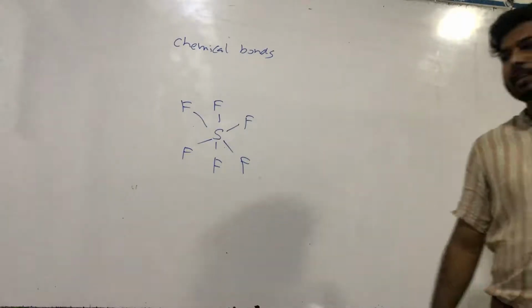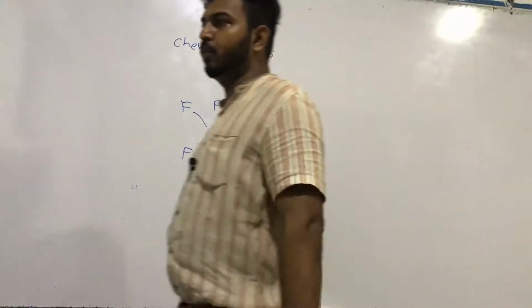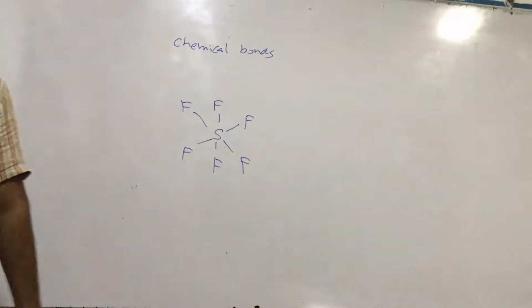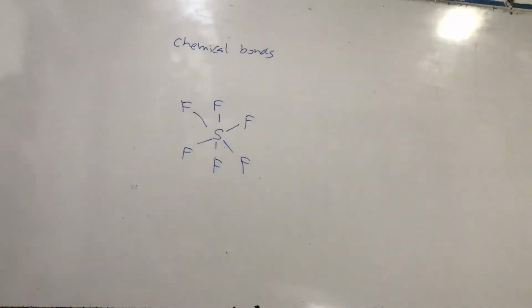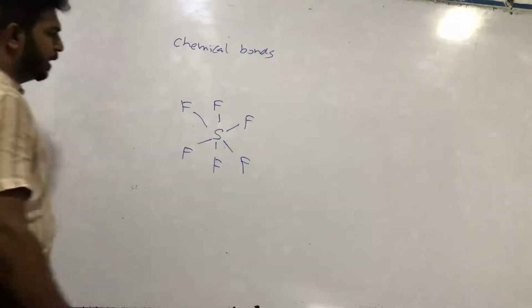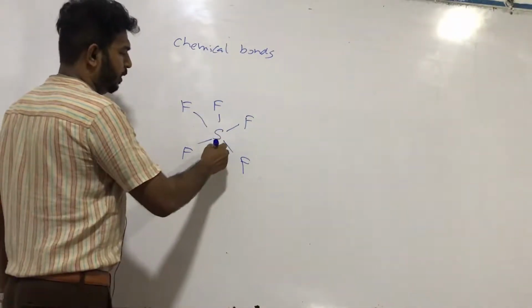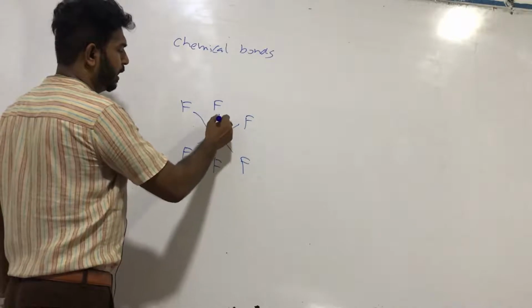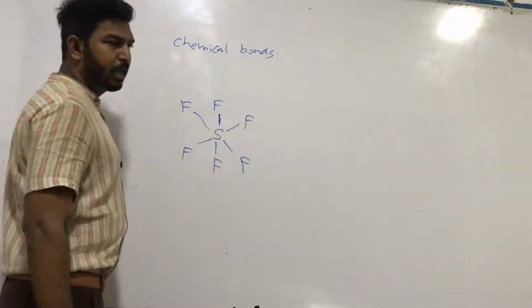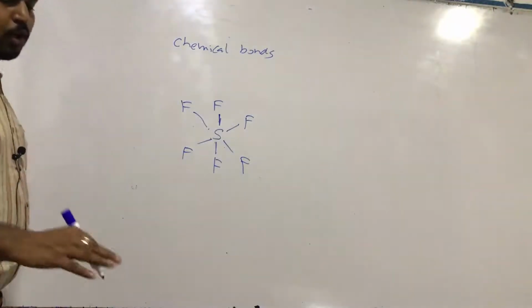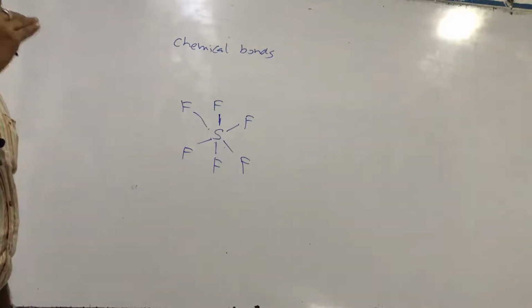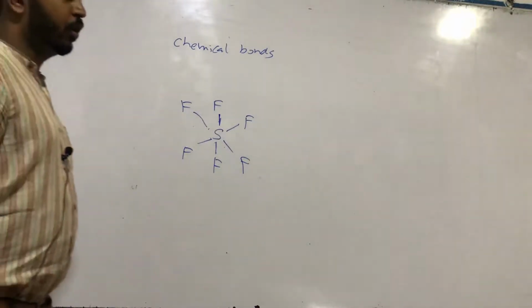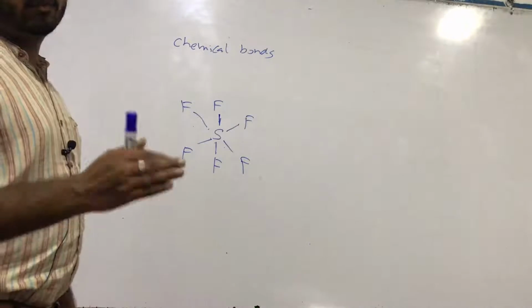So we know that sulfur is in the 16th group. That means it has 6 valence electrons. So sulfur has 6 valence electrons. So there are 6 electrons around. Then the total number of sulfur electrons is completed. Then we have to draw the electrons of fluorine.